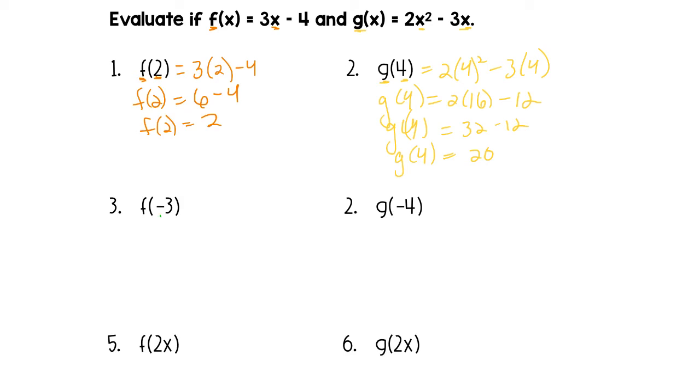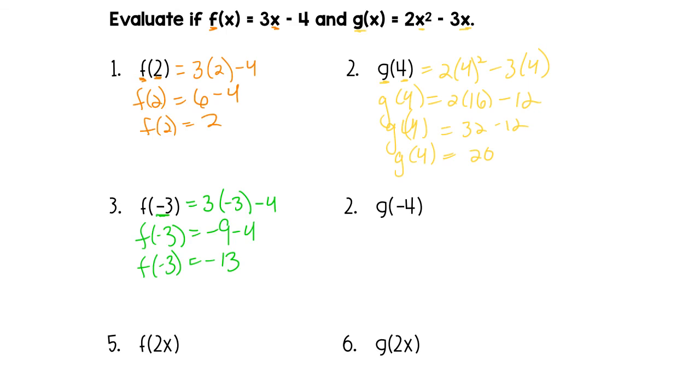Same idea, but now we've got a negative number, f of negative 3. Well, that's 3 times negative 3 minus 4. That means f of negative 3 is negative 9 minus 4. And f of negative 3 is negative 13.